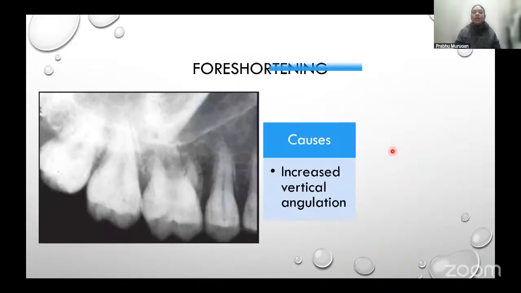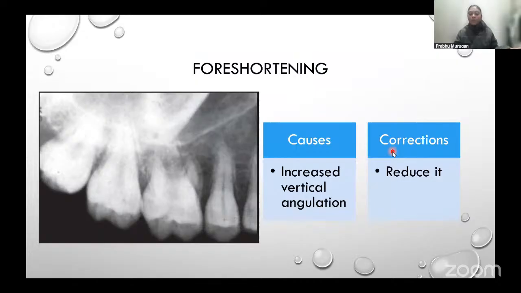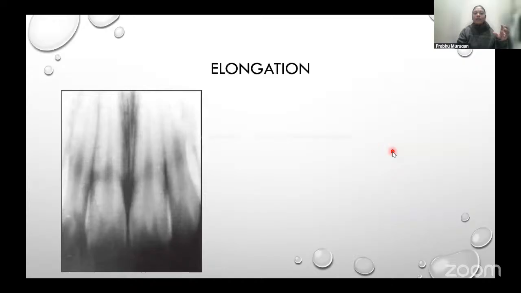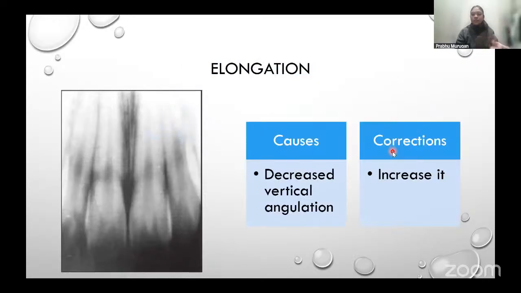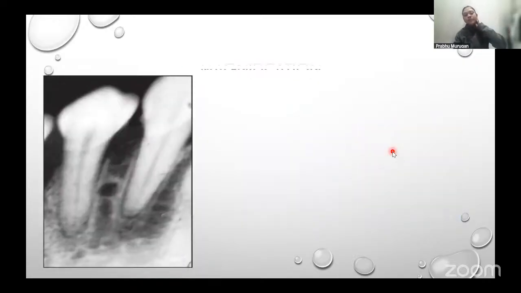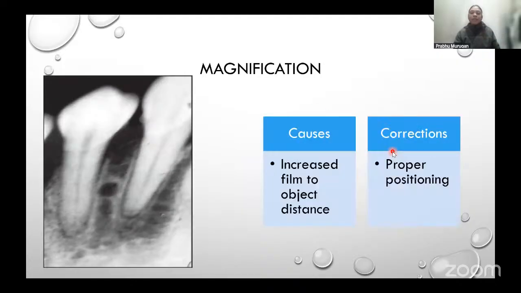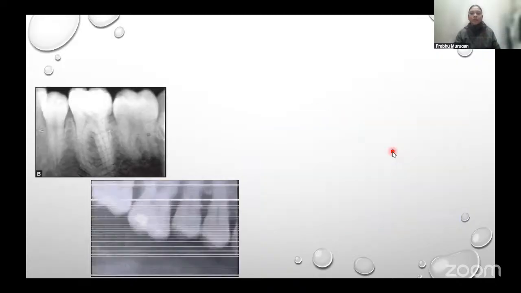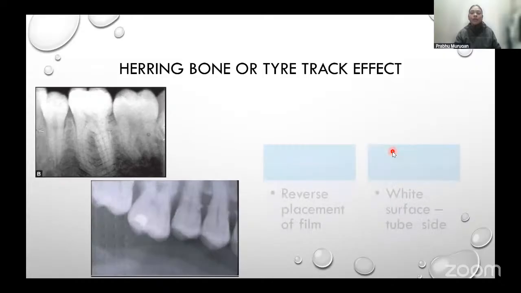Foreshortening and elongation are just the opposite. In case of foreshortening, remember the vertical angulation is increased. In elongation, the vertical angulation is decreased. Foreshortening means the image is short and your vertical angulation is increased. In elongation, the image is long and the vertical angulation is reduced. It's just the opposite. Magnification. Again, this is another positioning error only. And herringbone or tire track effect.